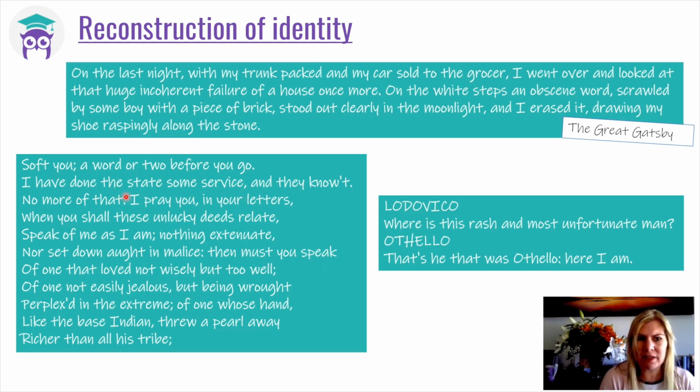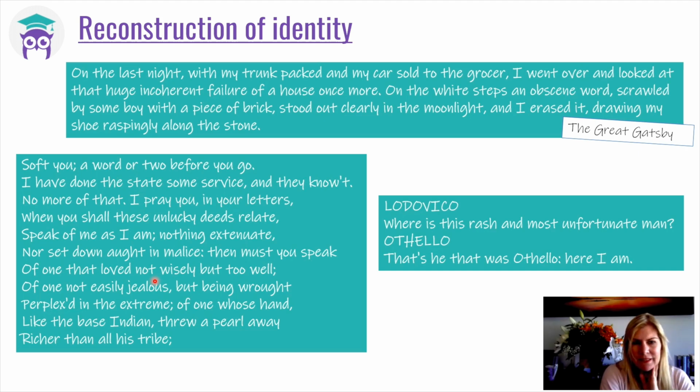He reminds people of how he has done the state some service, and then humbly says no more of that. So he's saying, I am the warrior, but I'm humble. And then he asks them to write down these unlucky deeds. "Then must you speak of one that loved not wisely, but too well." It was that he loved Desdemona too much. He wasn't wise in it, but he loved her too much. "That he was not easily jealous, but being wrought, perplexed in the extreme." So not a jealous man. It's all on Iago. "Of one whose hand, like the base Indian, threw a pearl away richer than all his tribe." Someone who didn't understand the worth of what he had.